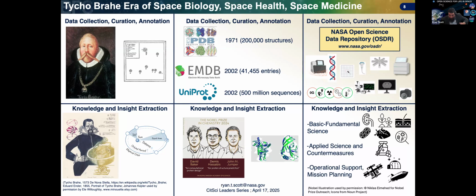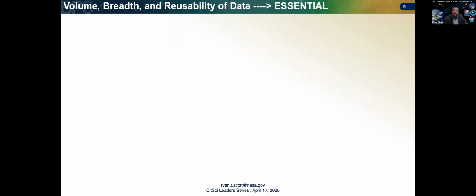And data has also been mined from OSDR that gives mission planners and operational support the types of things that are needed to build habitats and safe and healthy ecosystems of the future for lunar and Martian missions. And the breadth and volume of data is important.